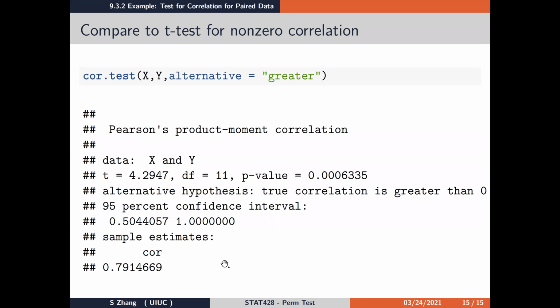In other words, we can see that the permutation test and the Pearson's product moment correlation test of non-zero correlation give us the same conclusion of rejecting the null hypothesis that x and y are independent.